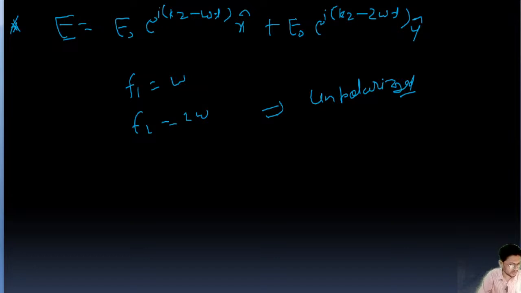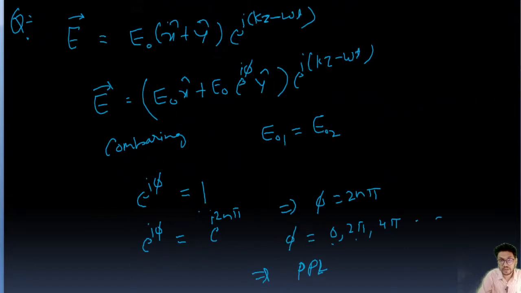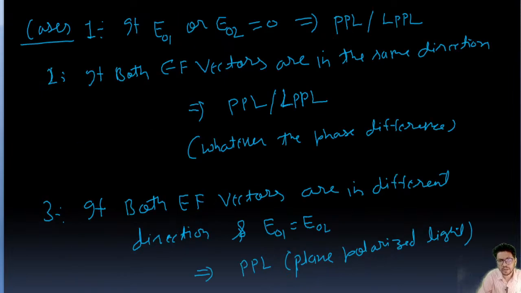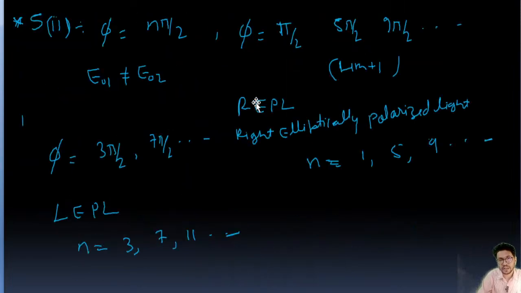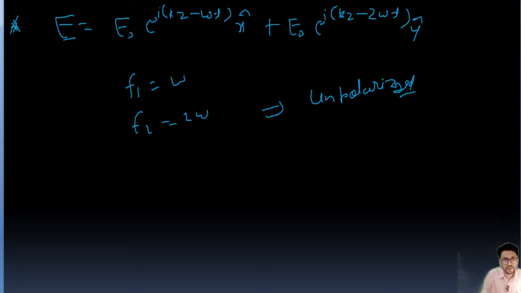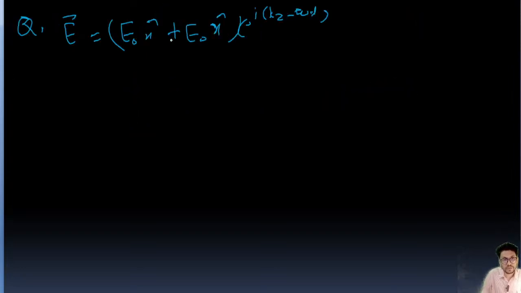if the directions are same, then it is plane polarized light. So the direction is x cap. The directions are same, so it is plane polarized light. Next question.